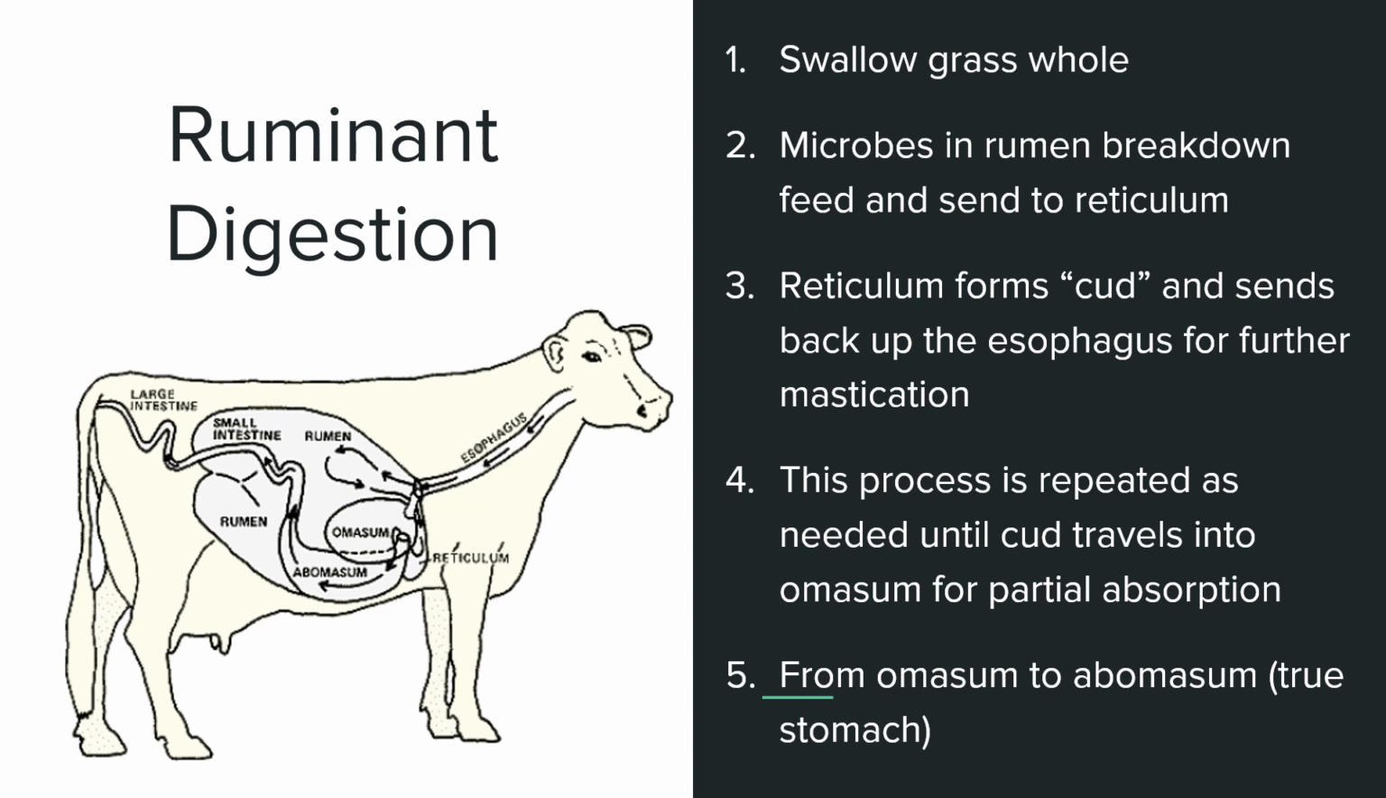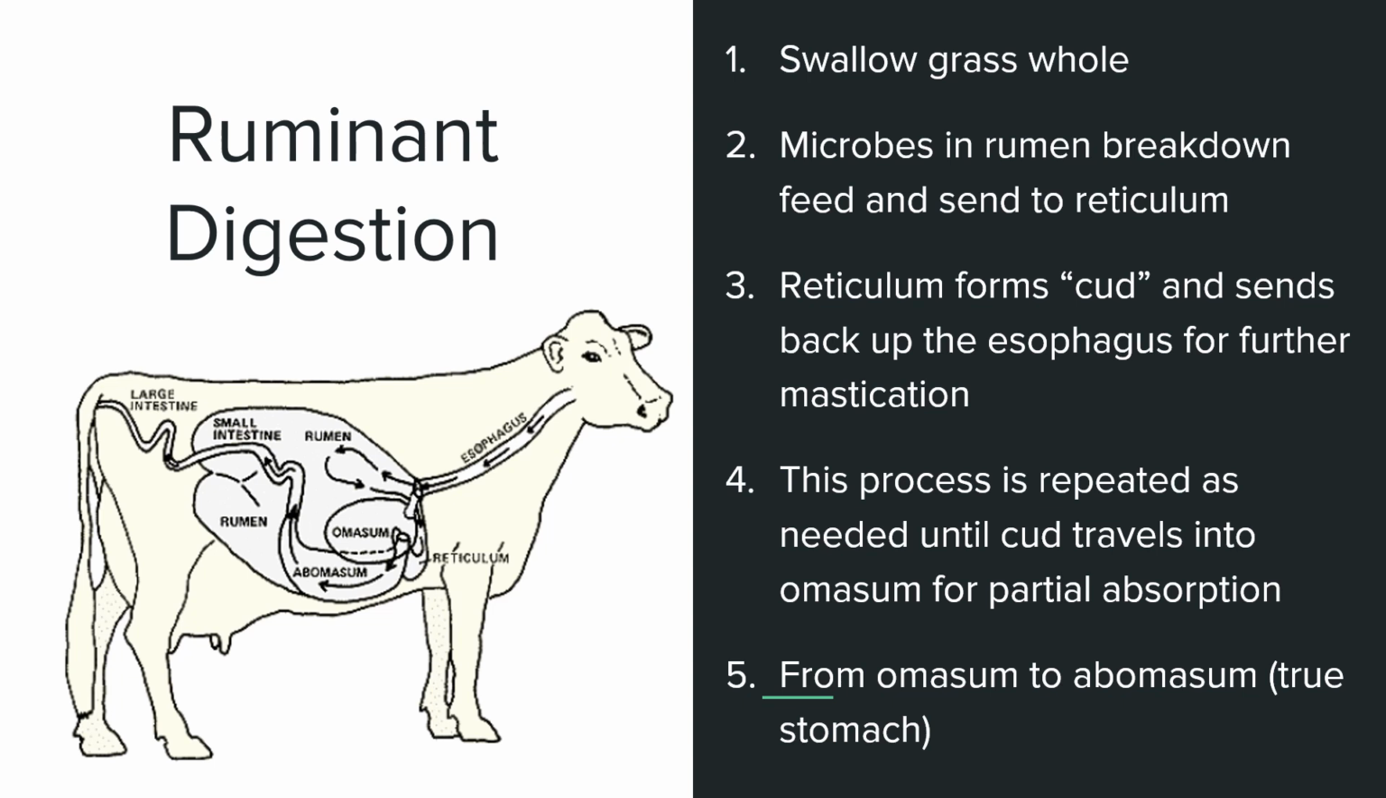So the animal eats. It grabs grass. It chews, masticates a bit, and swallows. It swallows the thing whole, and it goes into the rumen. From the rumen, the microorganisms break down as much as they can. They push it into the reticulum. You can see on this diagram it's got the arrows, so just follow and trace those arrows. It goes down the esophagus into the rumen, and from the rumen to the reticulum.